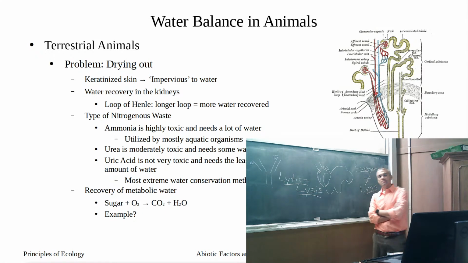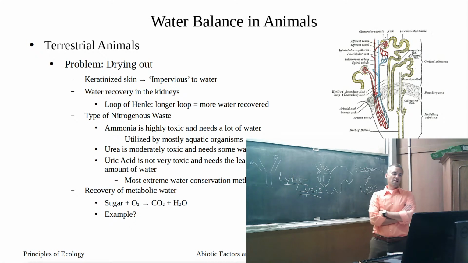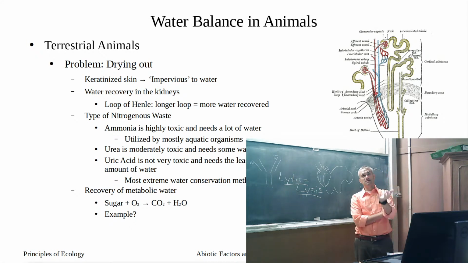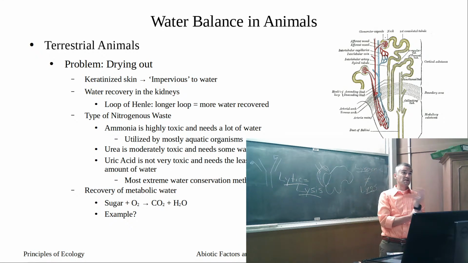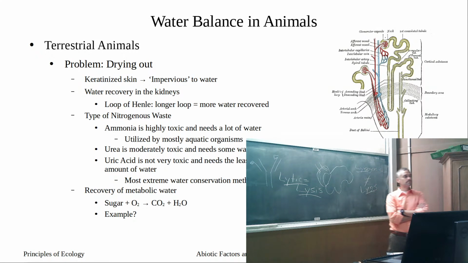Answers. All right, so terrestrial animals, their problem is drying out. Should make sense. How do they solve it? Well, you've got a couple different things to consider. One is keratinized skin, the evolution of keratinized skin. Keratinized skin is fairly impervious to water. Not 100% impervious, but fairly impervious. You can increase the amount of keratin, make it tougher, and further reduce water loss through the skin.